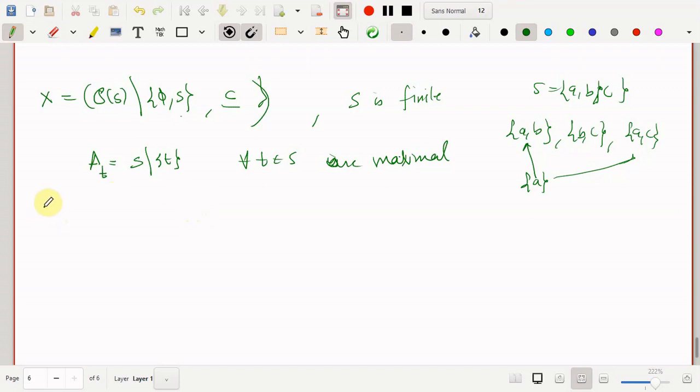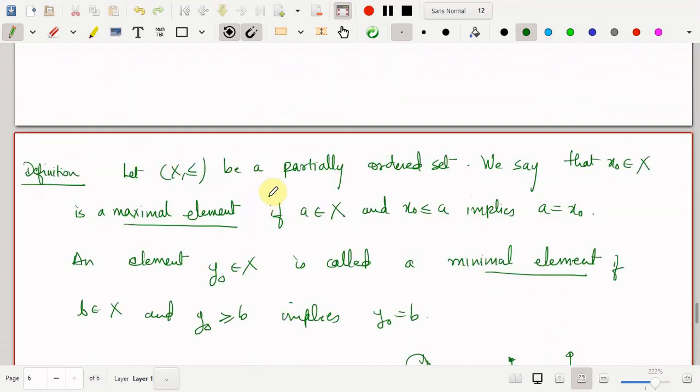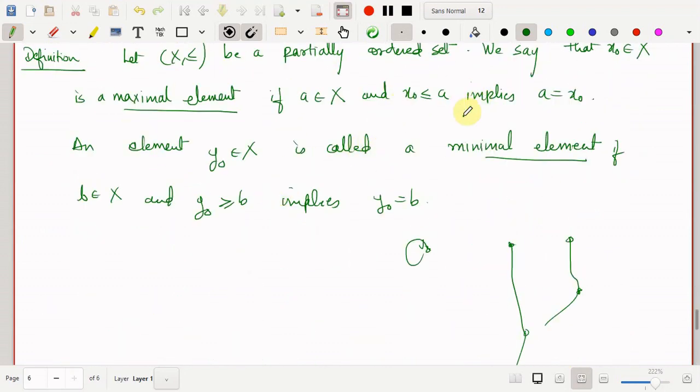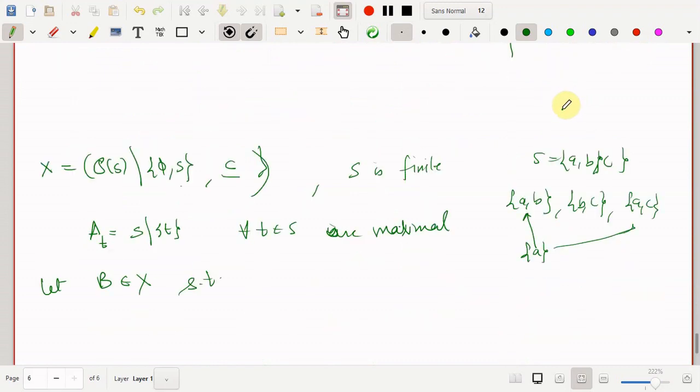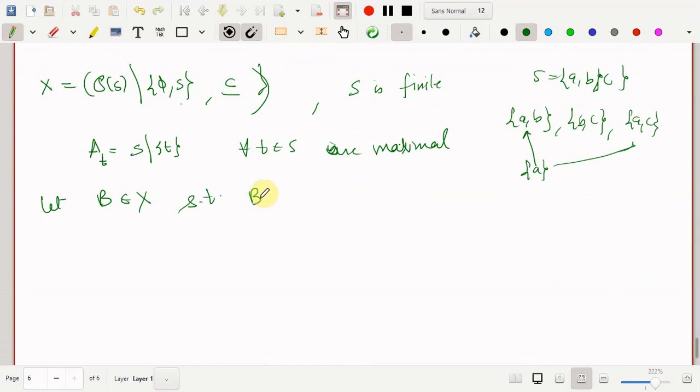Now how do we show that it is maximal? Let B be an element in X, that is, B is some subset of S, not equal to S and not equal to the empty set, such that, following the definition of a maximal element, A_T is related to B for some T in S. We should prove that A_T is equal to B. So our claim is that A_T is equal to B.